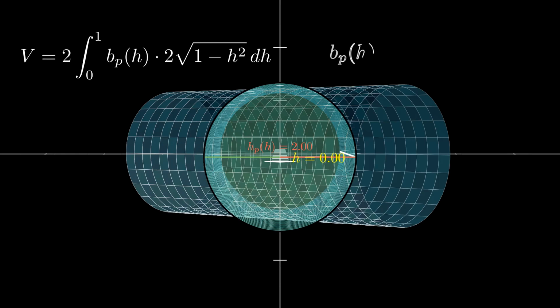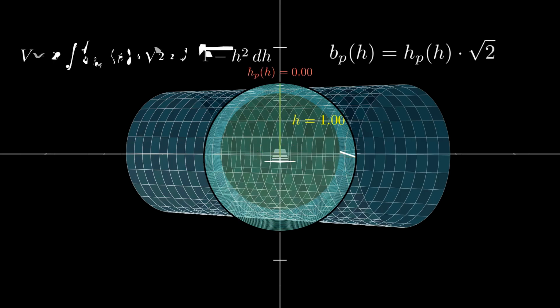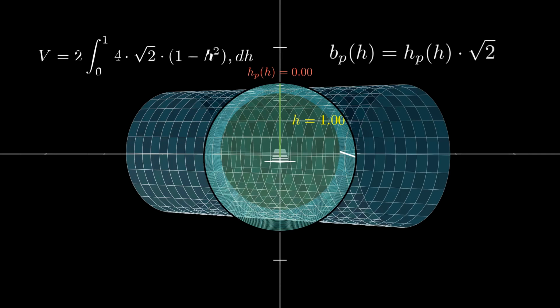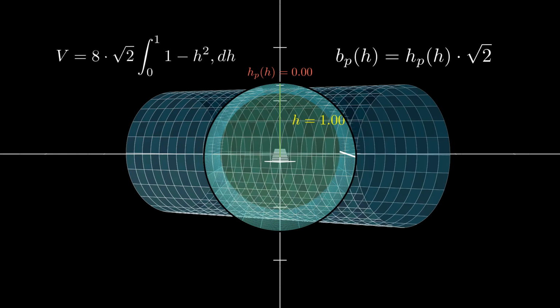Earlier, we defined b sub p as equal to h sub p multiplied by the square root of 2, due to the 45-degree angle. Think about it. If these cylinders were intersecting at a 90-degree angle, both h sub p and b sub p would be equal, forming a square. The 45-degree angle just makes the problem appear more complicated. Let's substitute this expression and simplify the integral. Now, we can easily integrate this using the power rule of integration.